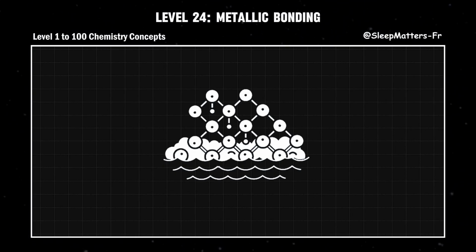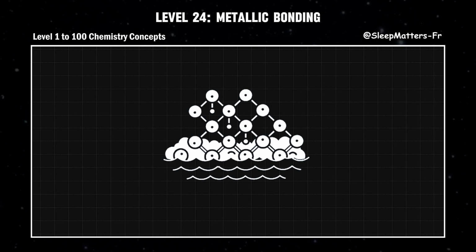This is called the electron sea model. It means that all the metal atoms share their outer electrons. They are not attached to any one atom. They float freely, moving between the atoms, creating a network of shared energy. This is what makes metals so unique. Because of this sea of electrons, metals can conduct electricity. The free electrons can move easily from one place to another, carrying an electric current. They can also conduct heat because the energy is quickly passed from one electron to the next.